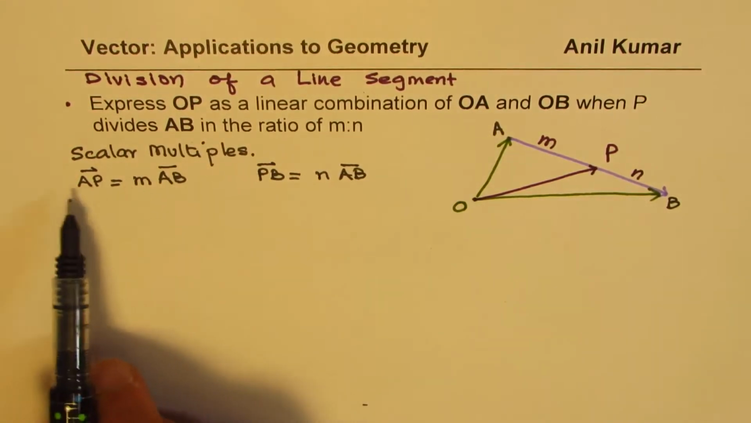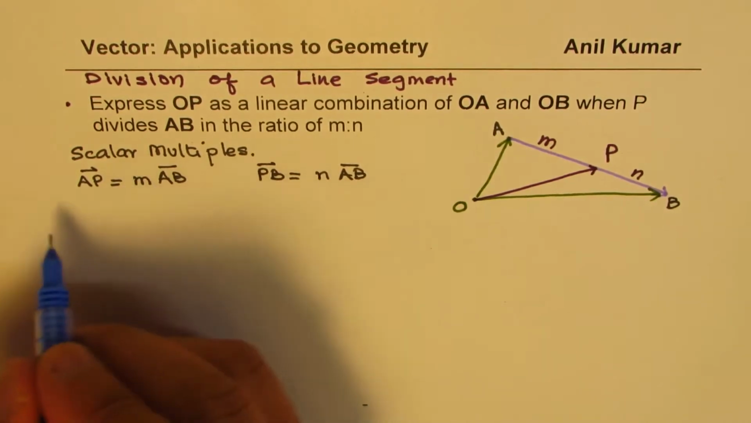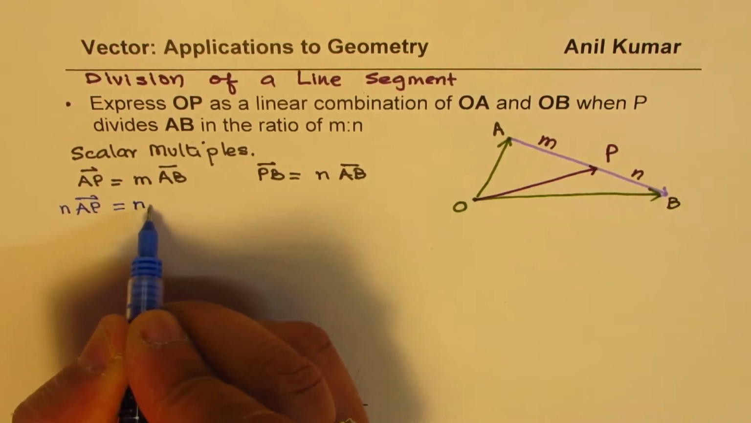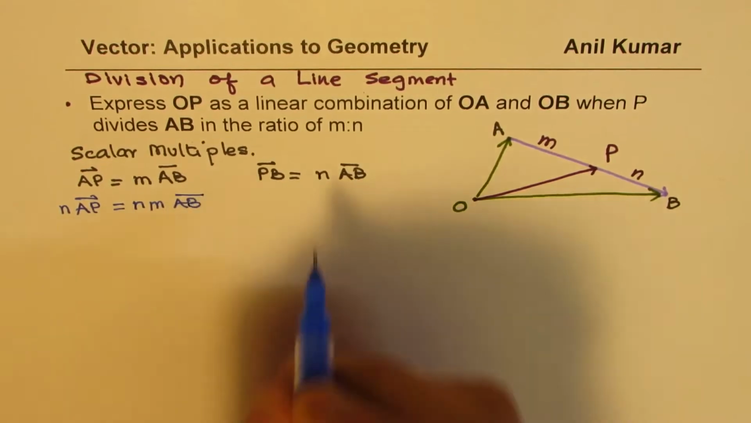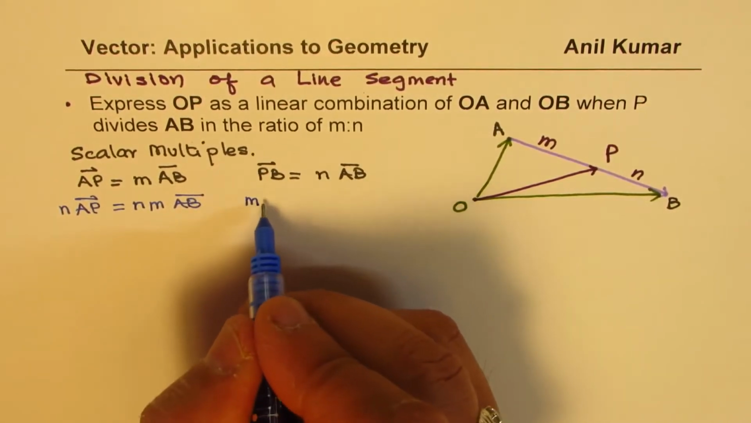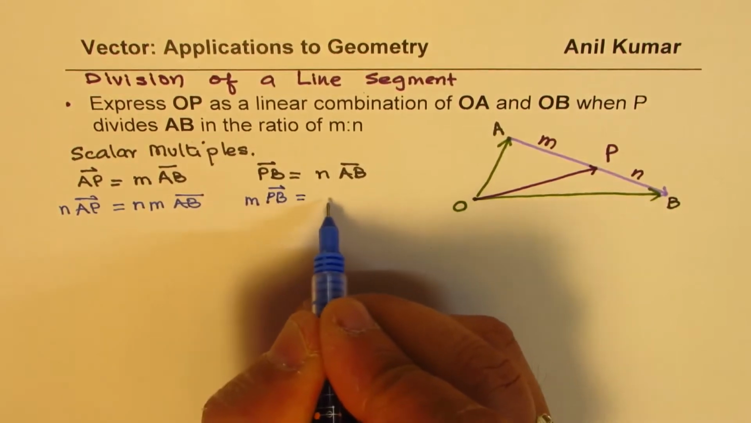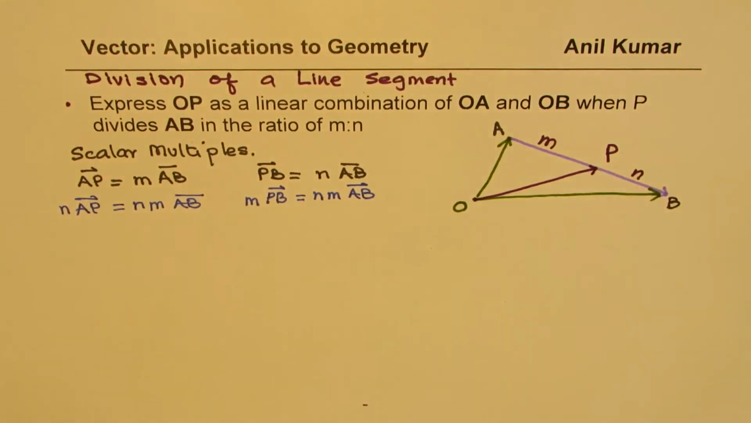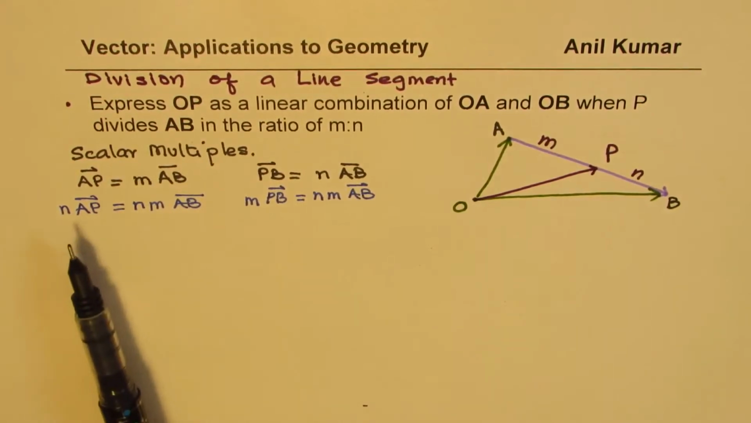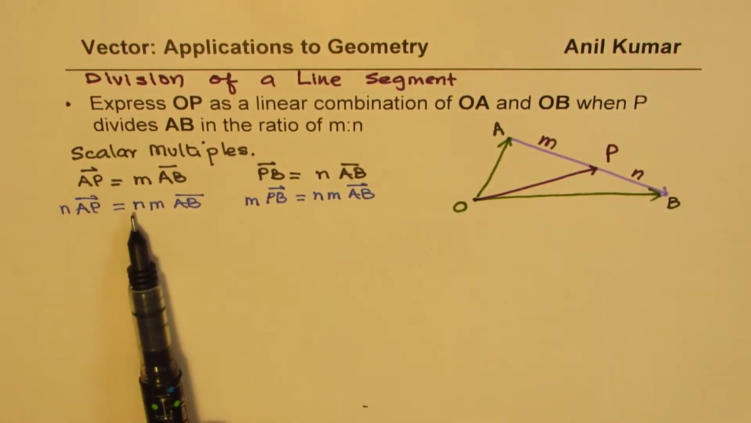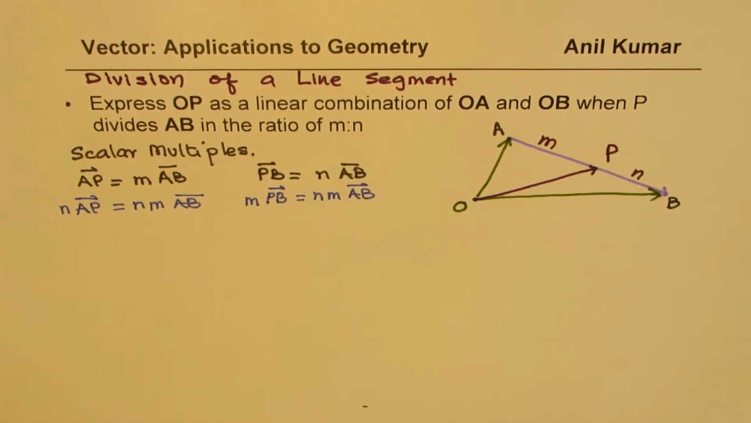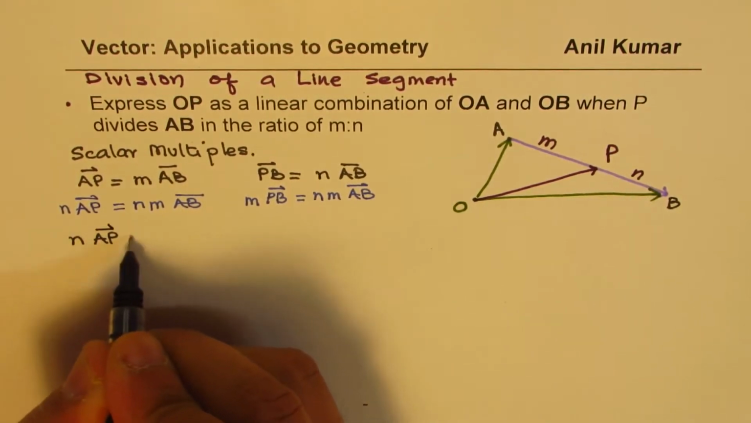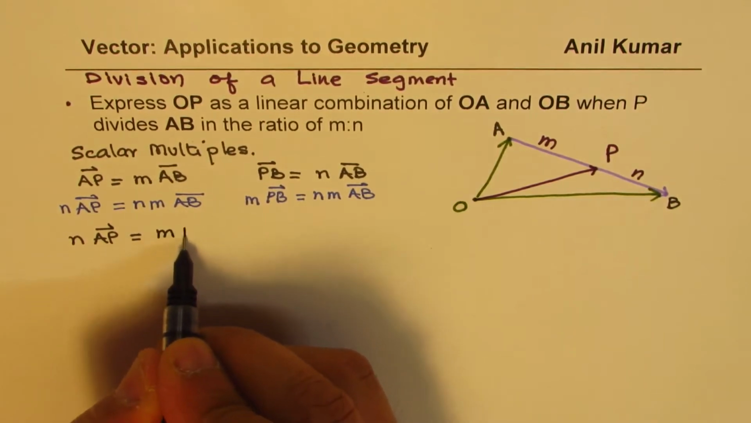Now if I multiply this by n and that by m, what do we get? If I write n times AP, I'm multiplying this by n, then I get nm AB, right? Here if I multiply this by m, I get m times PB equal to nm AB. You see both become equal, correct? So when you multiply the first equation by n and the other by m, we find that the right side is equal, so we could now write that n times AP is equal to m times PB.